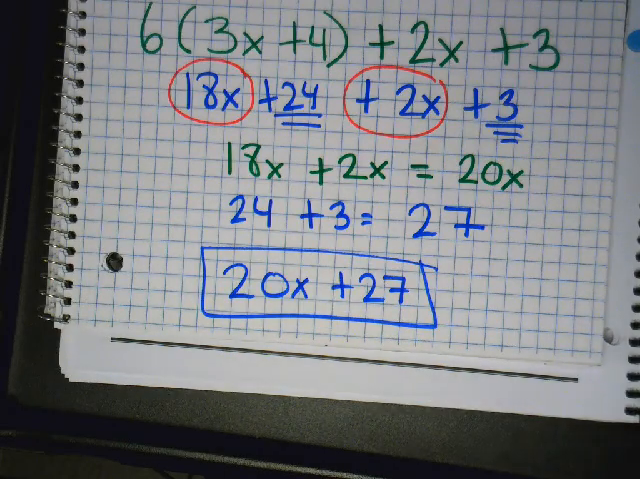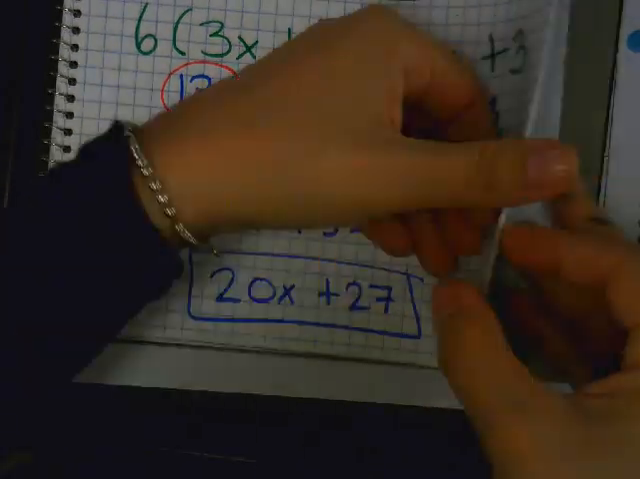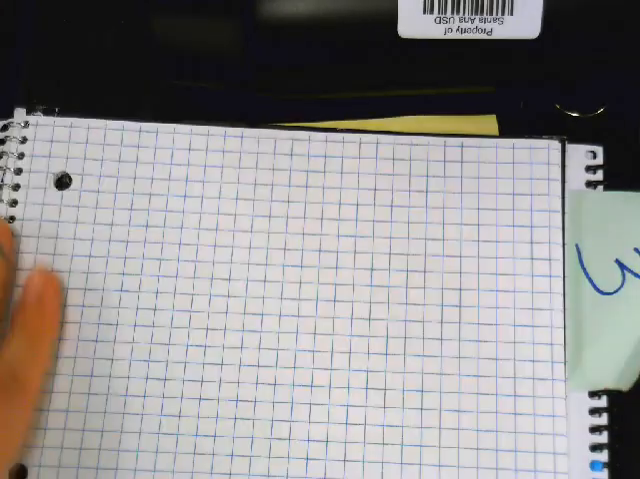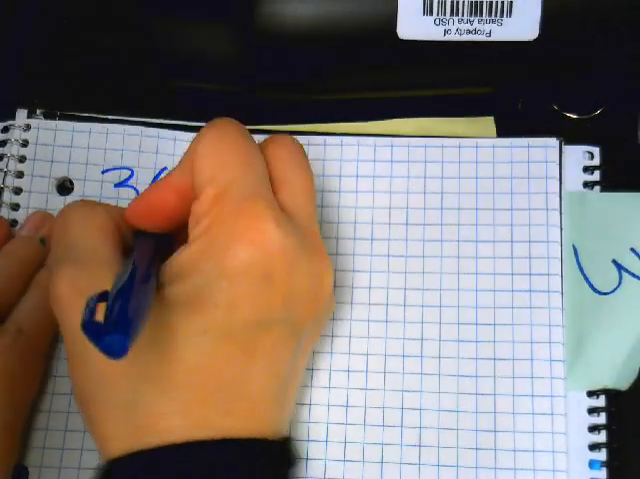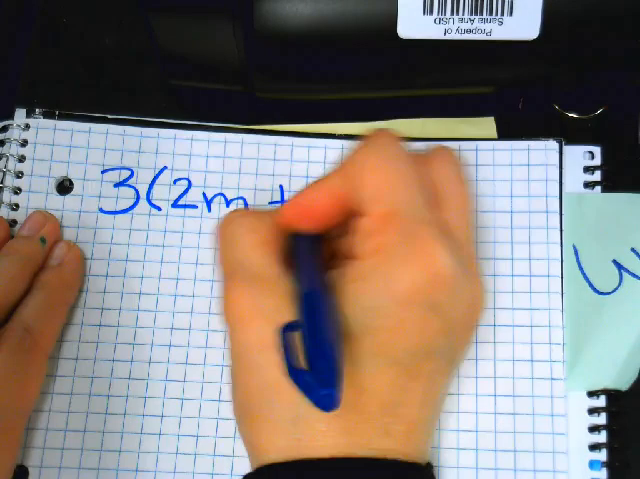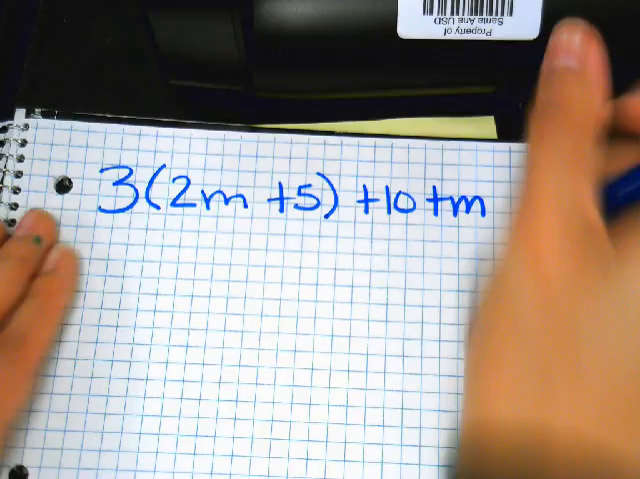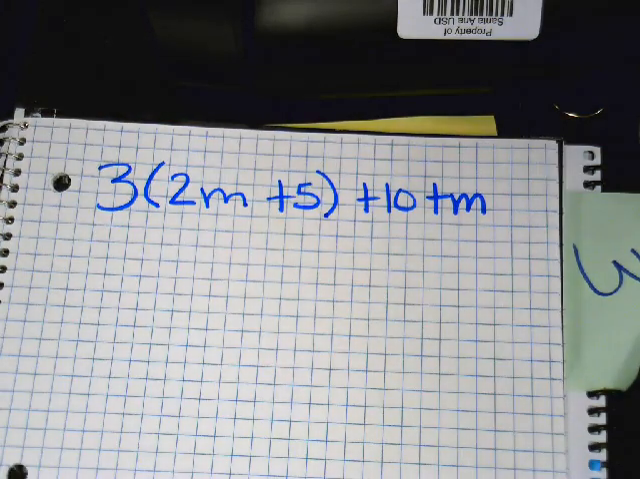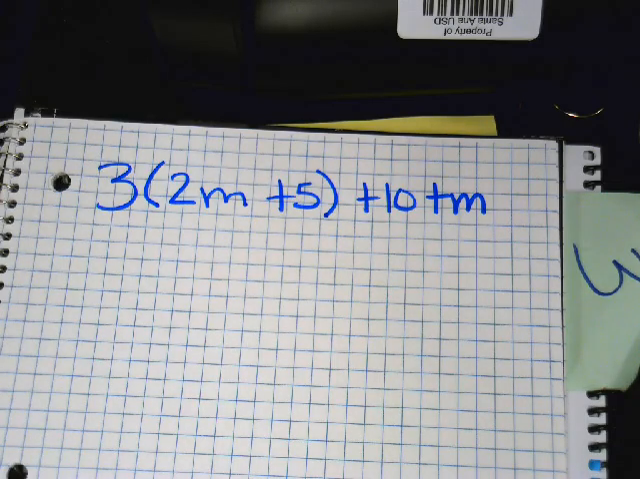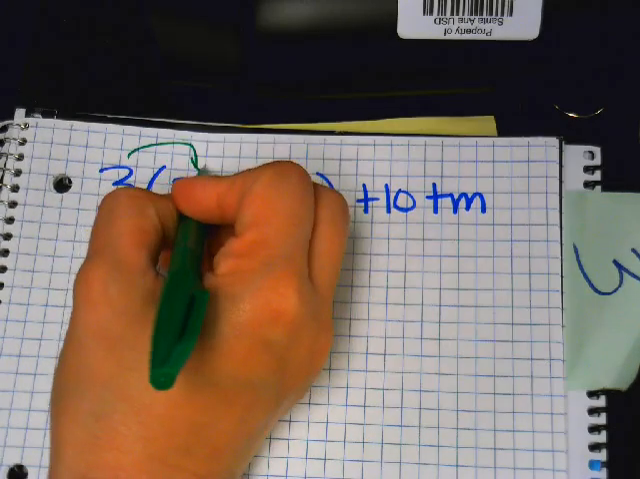Okay? What if I give you 3 parentheses 2m plus 5, plus 10 plus m? What's our first step? You multiply 3 times 2m and then plus 3 times 5. Good. So we're going to do the distributive property.